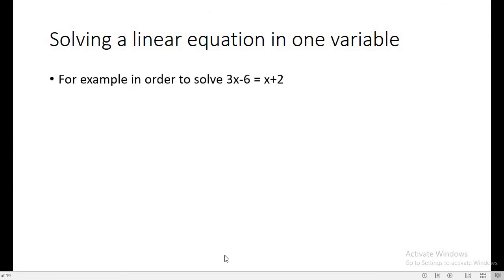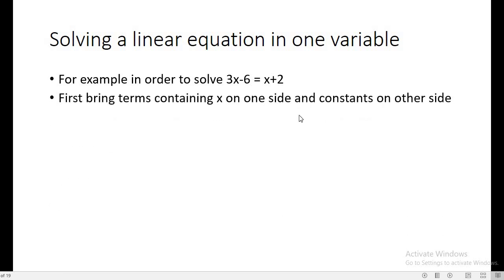Now let us solve a linear equation in one variable. For example, we have a simple linear equation like this: 3x minus 6 is equal to x plus 2. Here, as a first step, we should separate the variables and keep them on one side of the equation, and the constants and keep them on the other side of the equation.